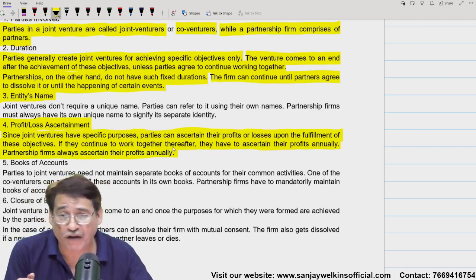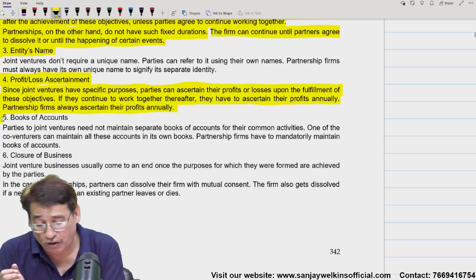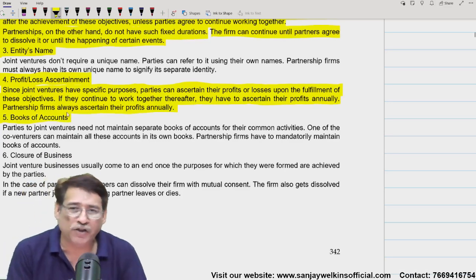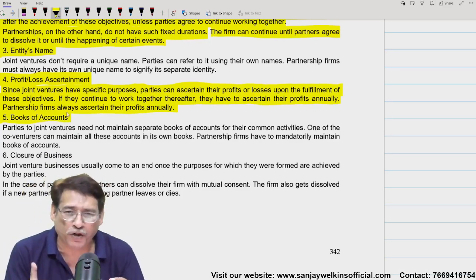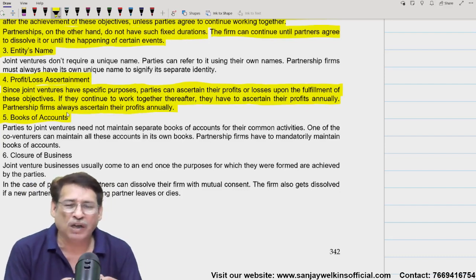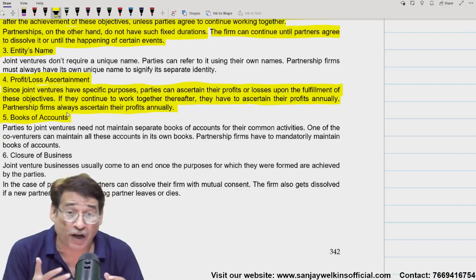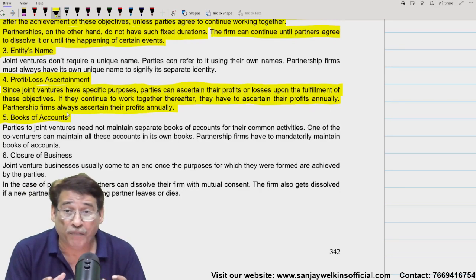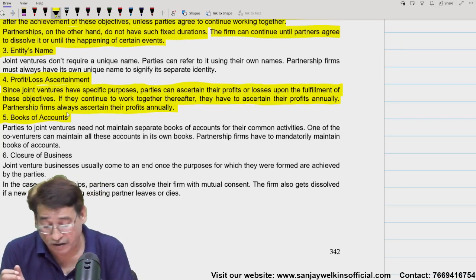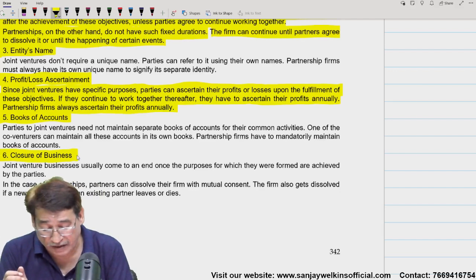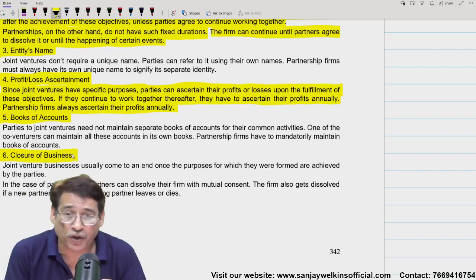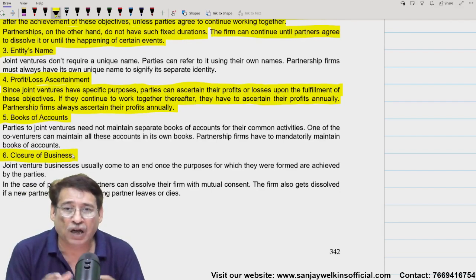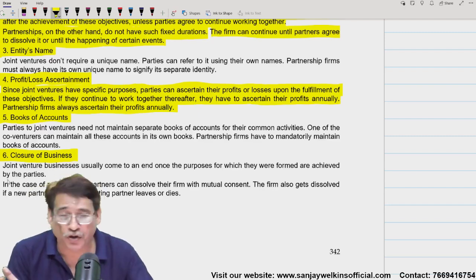Every year the firm will have to prepare its financial books of account. Generally in case of joint venture, because it's a very small partnership for a shorter period, proper books of accounts are not needed, while in case of a partnership firm, mandatory maintenance of books is required. And closure of the business: as I told you, a joint venture generally comes to an end once the purpose is achieved. Correct? However, in case of partnership, the firm cannot be dissolved unless the partners agree upon it. So these are some differences which you need to know.